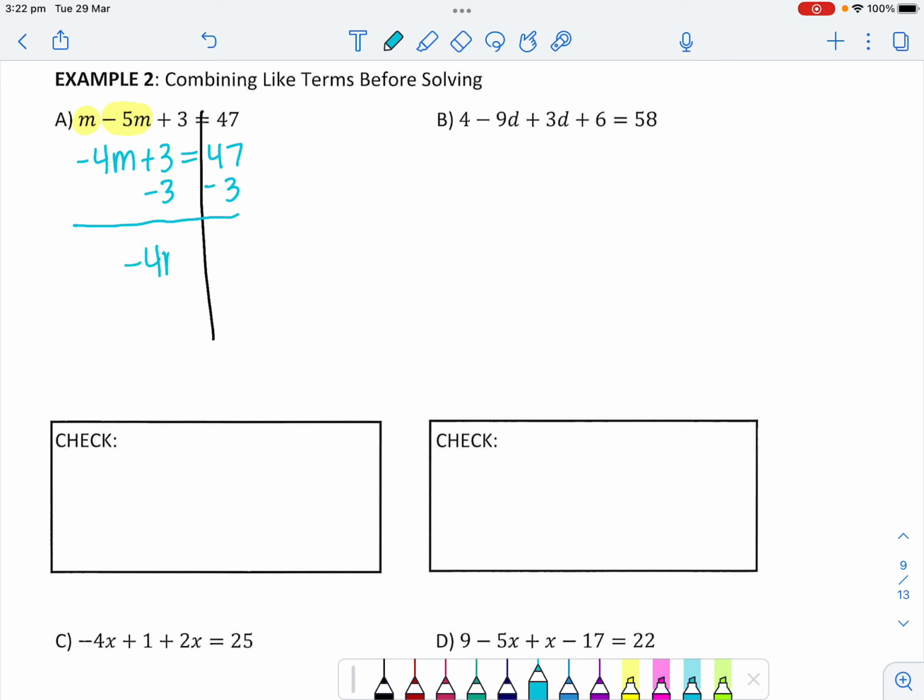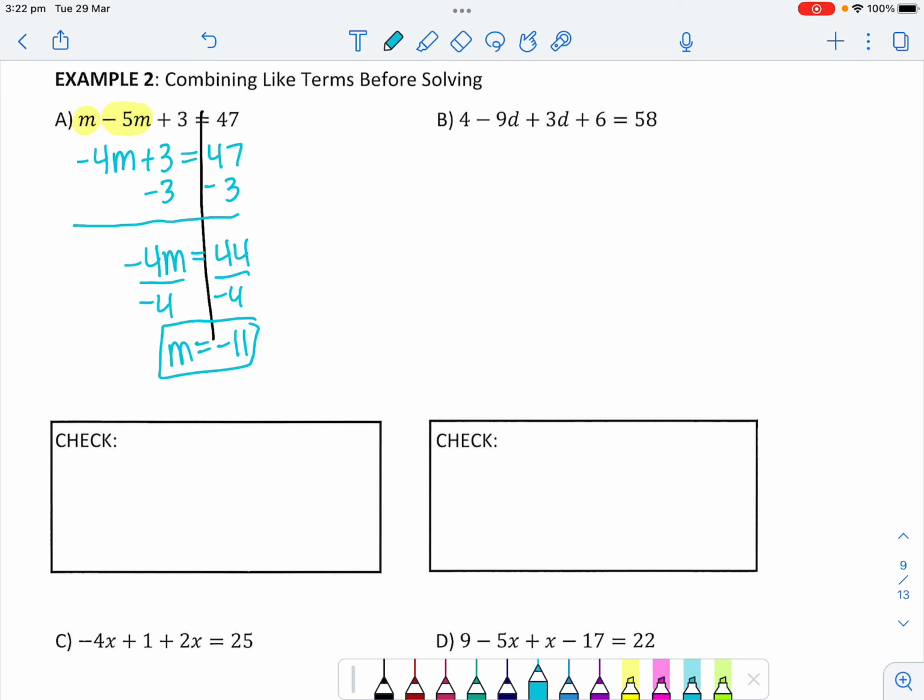So negative 4m equals 44. And then I can divide by negative 4, so m equals negative 11. Now when you do your check, you can plug your answer into your original equation, so the very top one, or you can do it in the one where you combine like terms.